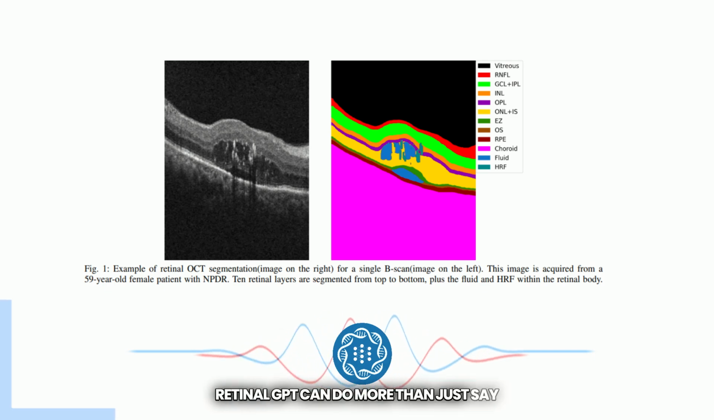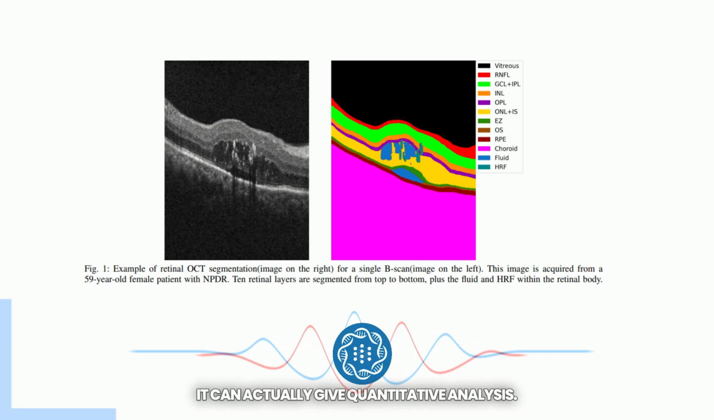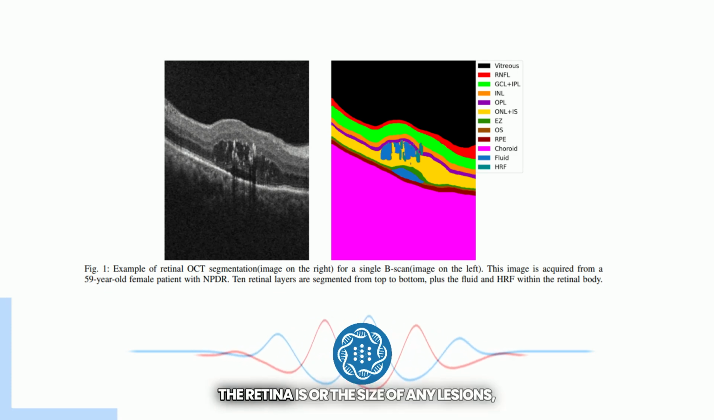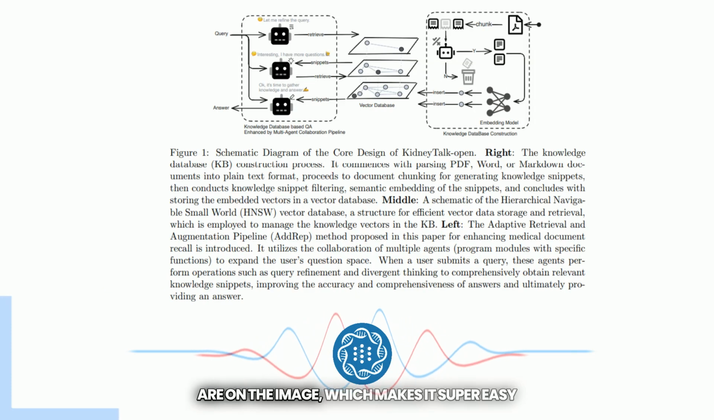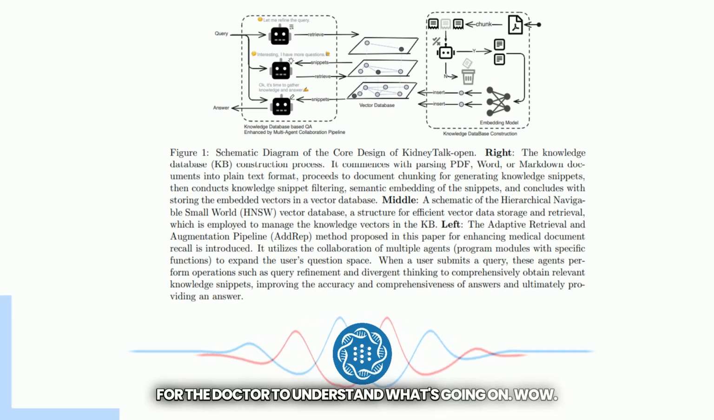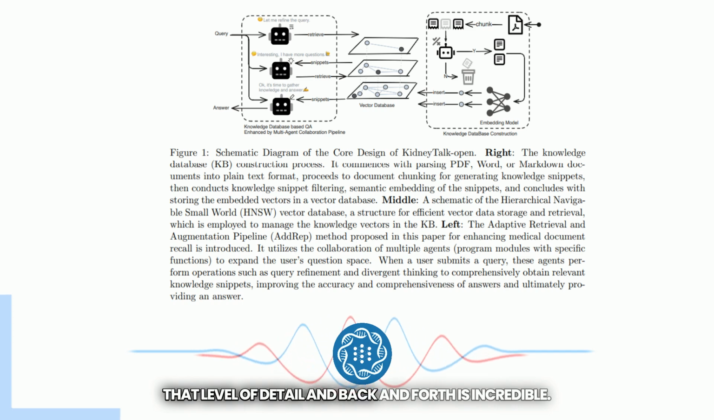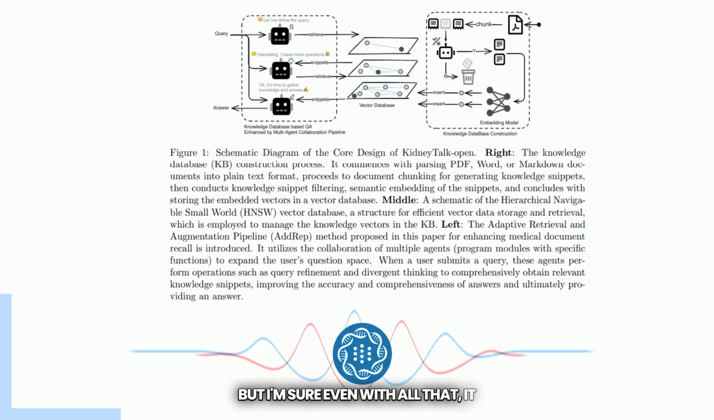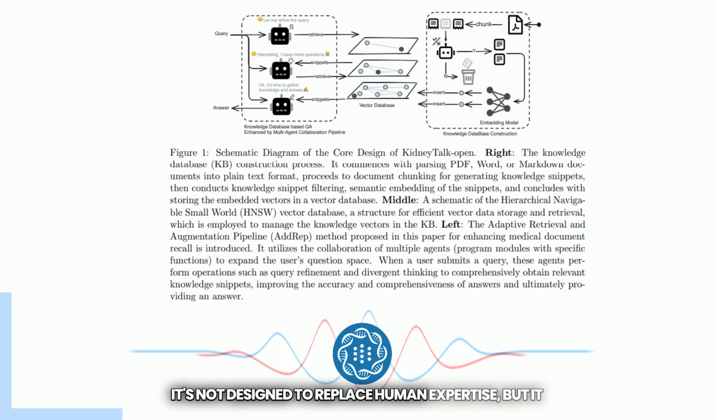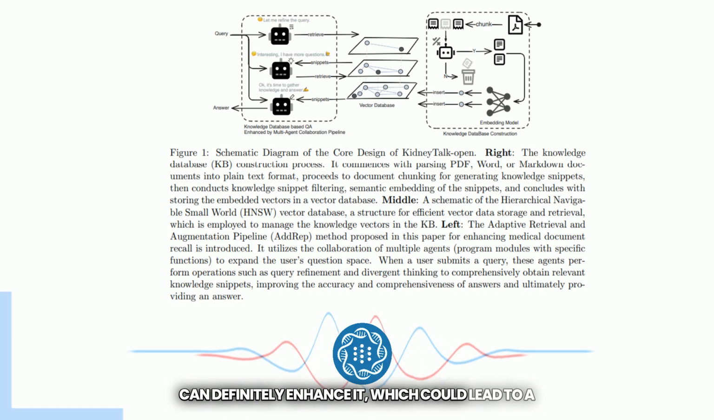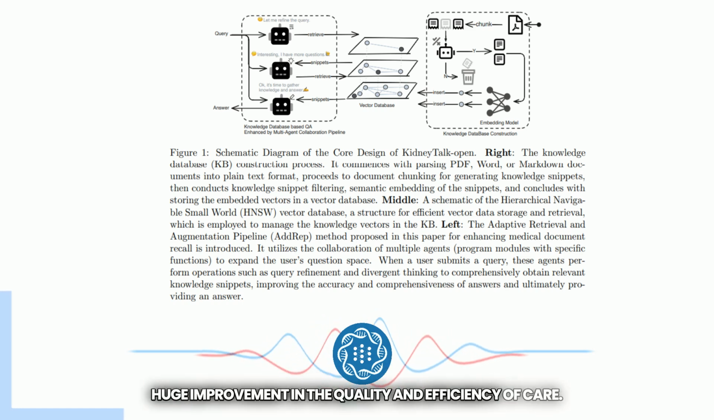RetinalGPT can do more than just say there's a problem or everything looks good. It can actually give quantitative analysis. It can measure things like how thick the retina is or the size of any lesions, and it can even show exactly where those lesions are on the image, which makes it super easy for the doctor to understand what's going on. Wow, that level of detail and back and forth is incredible. But I'm sure even with all that, it still can't completely replace a human ophthalmologist, right? Right. It's not designed to replace human expertise, but it can definitely enhance it, which could lead to a huge improvement in the quality and efficiency of care.